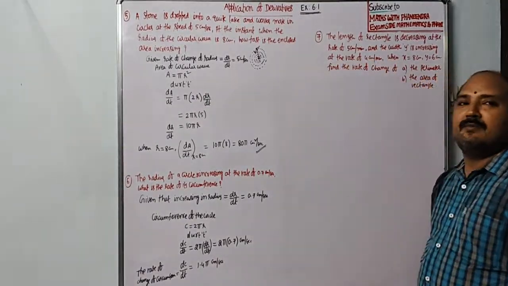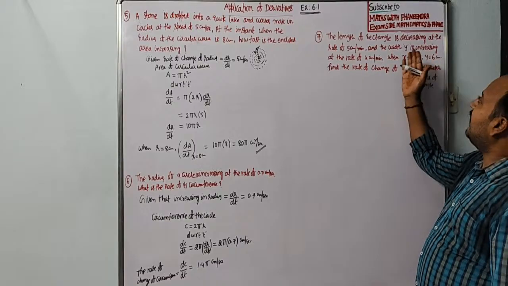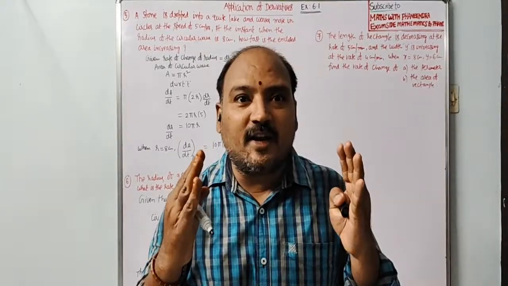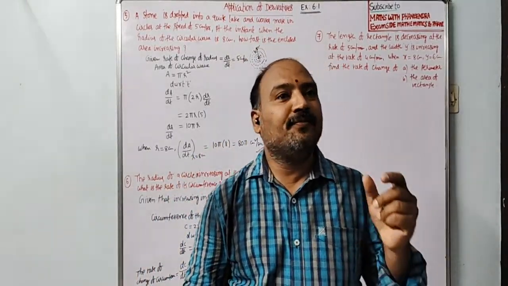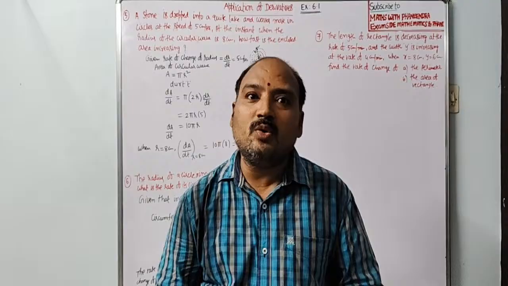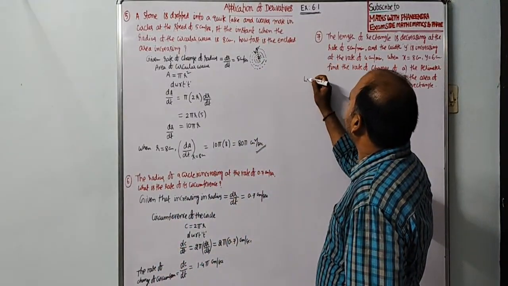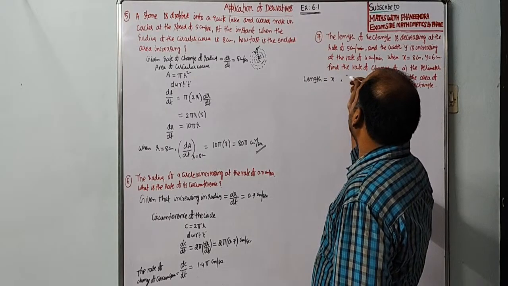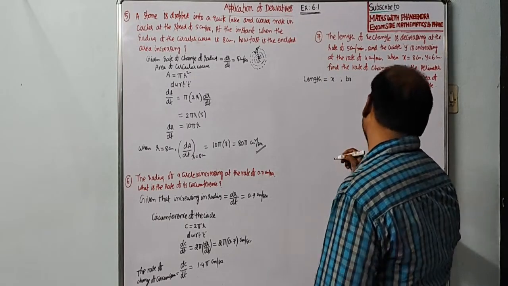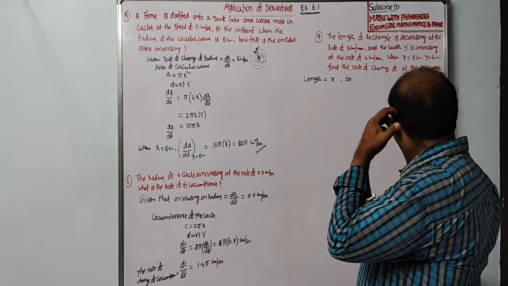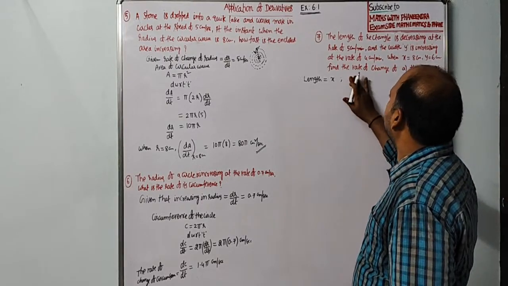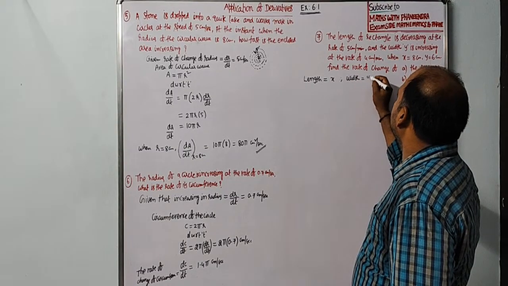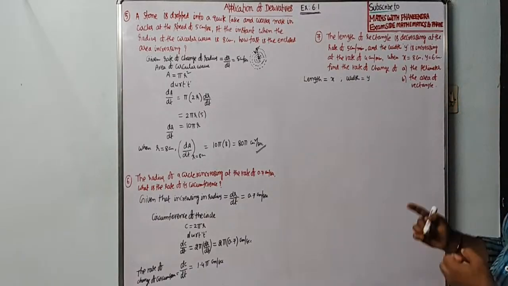Now come to question number 7. The length of the rectangle is decreasing at the rate of 5 centimeters. So for the rectangle, we need to consider breadth and length. So let us consider length is x. According to the question, width is given, so according to that only we can go. Width is equal to y. Length is x, width is y.